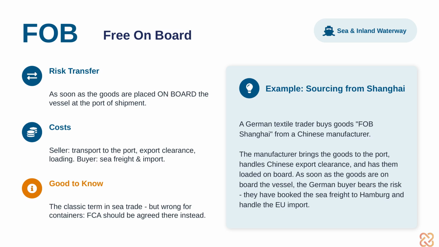An example: a German textile trader buys goods FOB Shanghai from a Chinese manufacturer. The manufacturer brings the goods to the port, handles Chinese export clearance, and has them loaded on board. As soon as the goods are on board the vessel, the German buyer bears the risk. They've booked the sea freight to Hamburg and handle the import into the European Union.